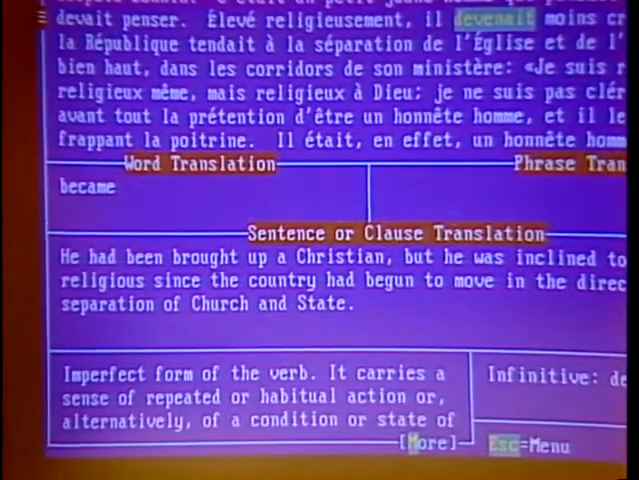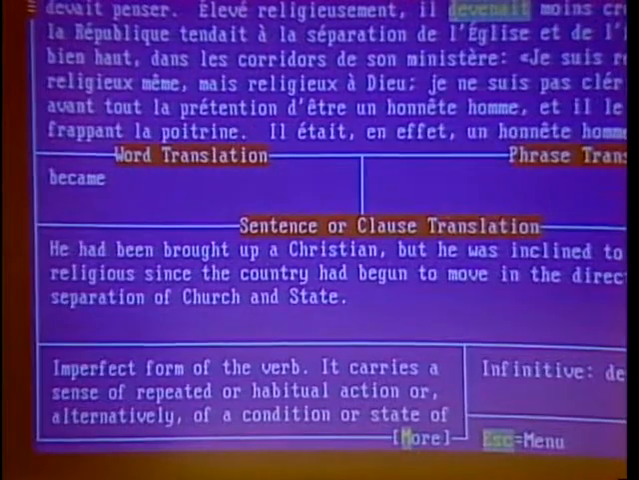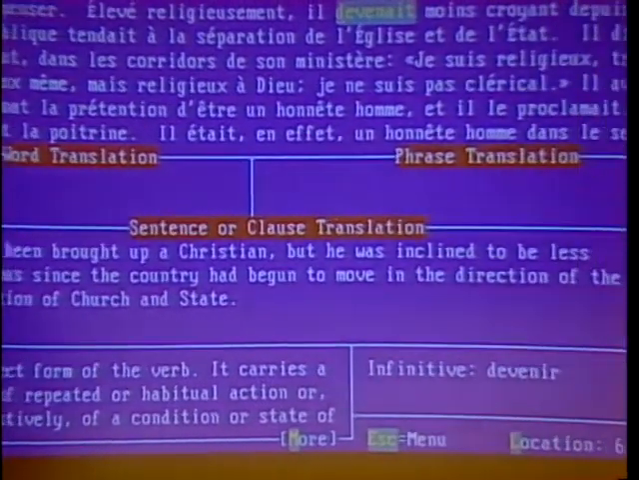Below that is the full sentence translation, because when you're learning a language, you often get toward the end of a sentence and realize you know the individual words, but you don't have any idea what's trying to be said. In the lower left is an explanation of the grammar, and on the right, in this case, is the infinitive, devenir. So wherever you are, you have what you need to understand at a glance.